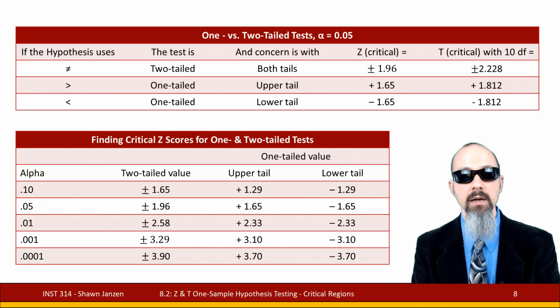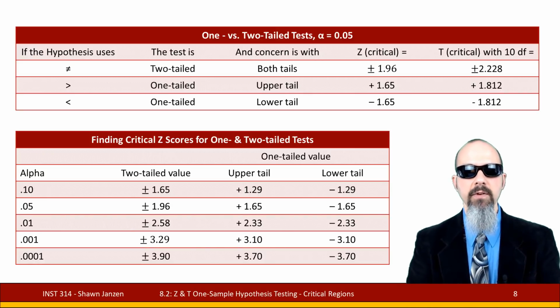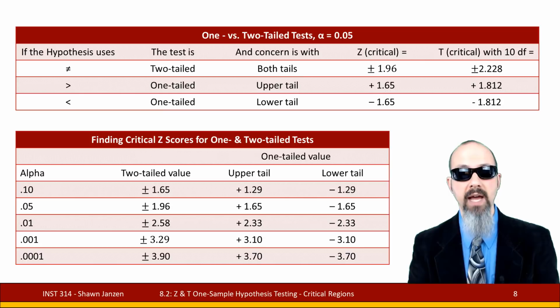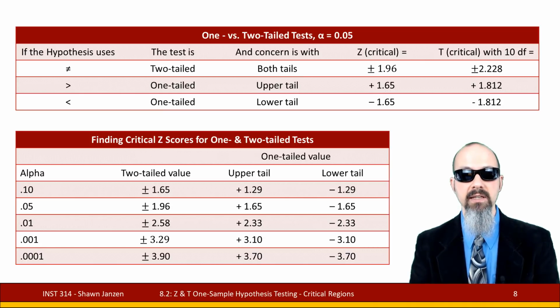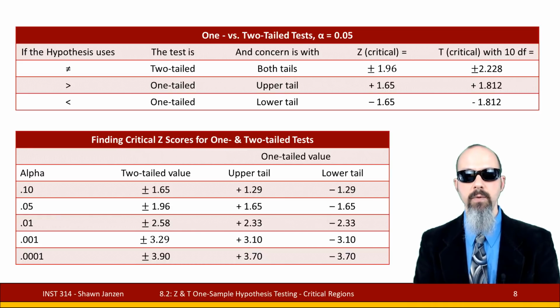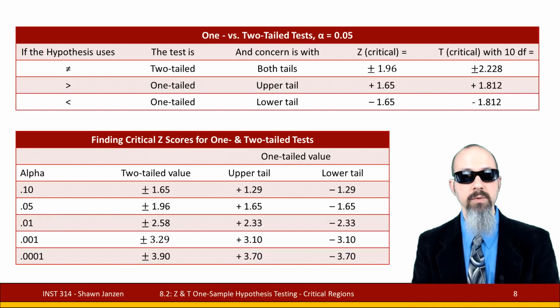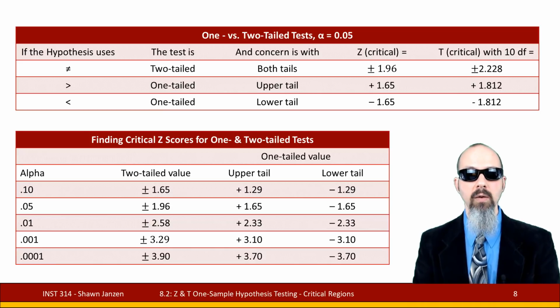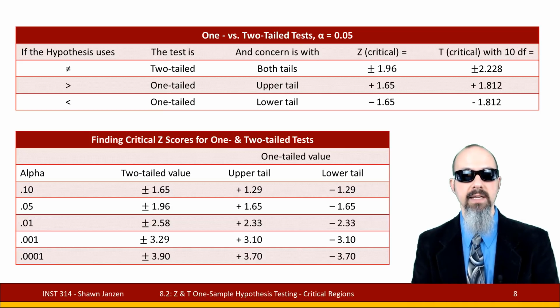On this next slide here, I'm giving you some tables just to help give you frames of reference for some commonly used alpha levels and how it affects the z-criticals. In the table up top, I'm showing you how the critical value is going to change based on if we're doing a two-tailed test, which is the not equal sign, or a one-tailed test with the greater than or less than symbols.